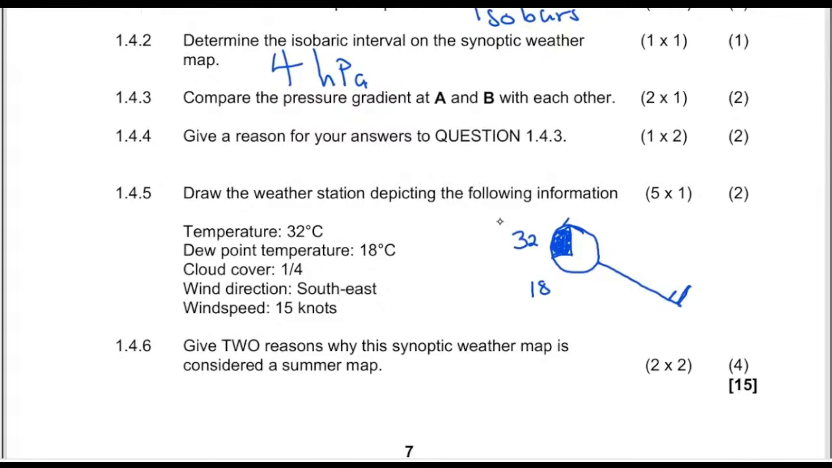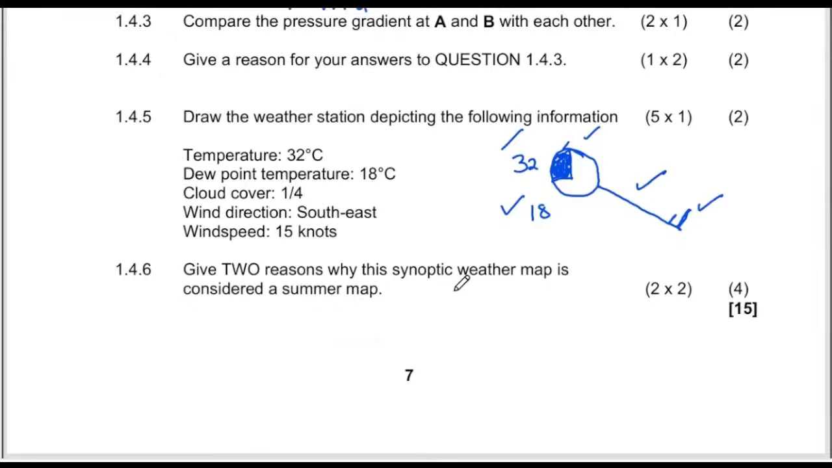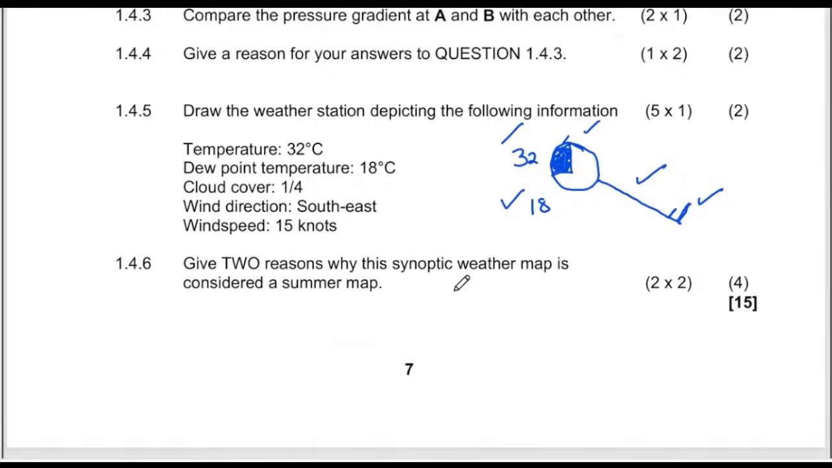Our maximum temperature is there. Our minimum temperature is there. Our cloud cover is there. Our wind direction is here. Our wind speed is given there. That is basically what you need to note and what you need to summarize when you're drawing the station model.